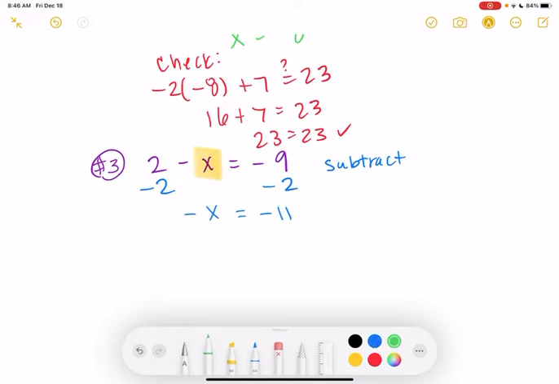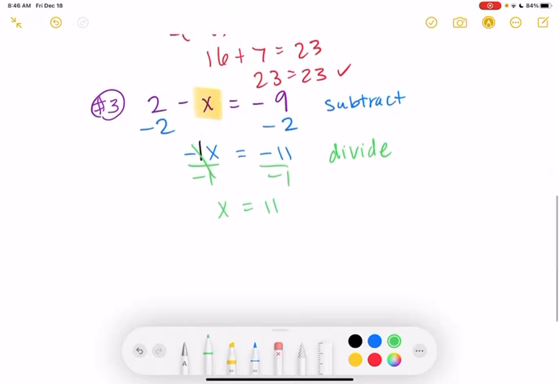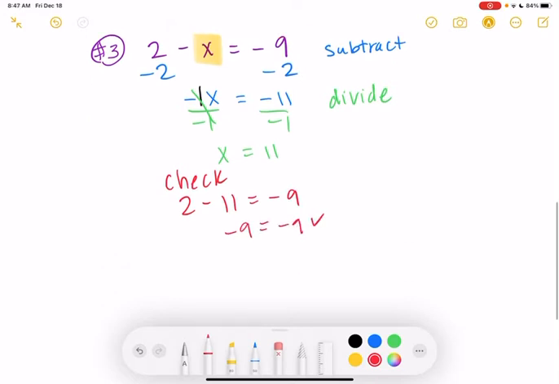So remember, you can think of this as a little 1, if that helps. What should I do? Show me your card. It's attached by multiplication, right? So I'm going to divide both sides by that negative 1, and I will get x equals 11. And to check it, I have 2 minus 11 equals negative 9. 2 minus 11 is negative 9, so it's good.